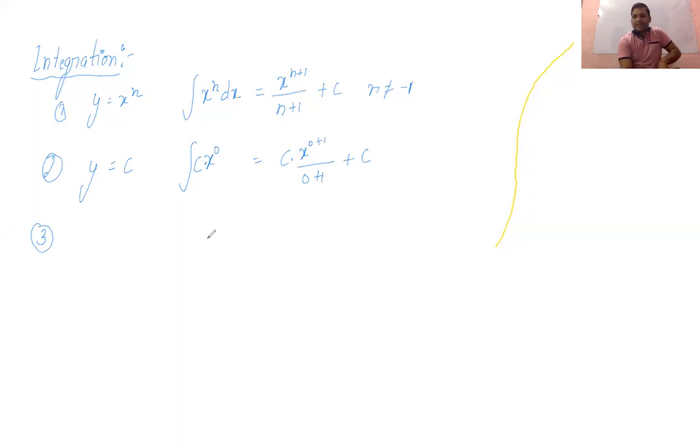If you have a given formula like this, y is equal to 1 by x, and you are willing to integrate 1 by x dx, it will become log e x plus c. So this is the case of x to the power minus 1. That's why we are not using the first formula.